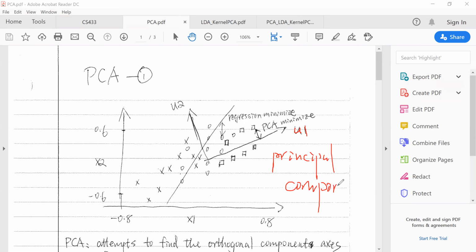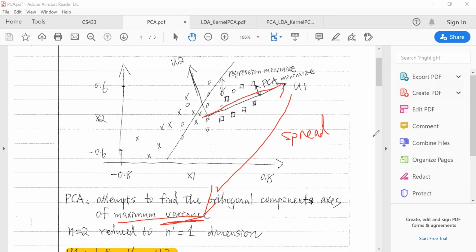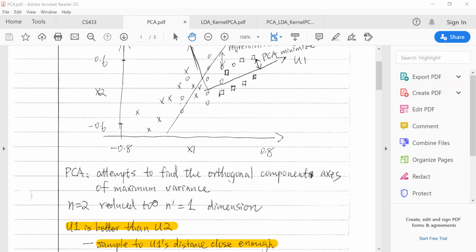It's our principal component. So that's where this comes from, principal component, okay? And what's the PCA's goal? PCA's goal is to find the orthogonal component axis with maximum variance. We can see this U1 will achieve the goal of maximum variance because the data is spread widely. So that's the key point here about PCA.